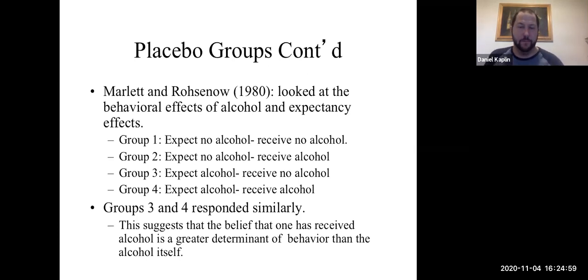What was remarkable was that groups three and four responded very similarly in this study, even though in group three, they didn't receive alcohol. Why is that? The answer is simple. For those people who drink alcohol, they know how alcohol is supposed to affect them psychologically. They're supposed to become more uninhibited. So group three, because they expected to get buzzed or drunk, whatever it might be, their behavior changed as if they were buzzed or drunk. Another example of expectancy on the participant.